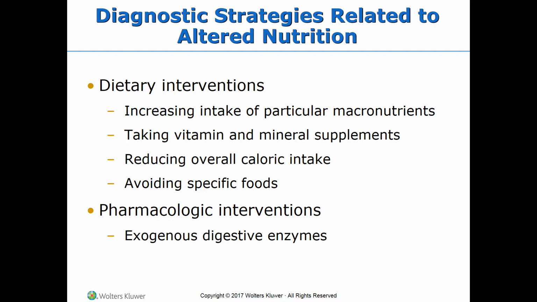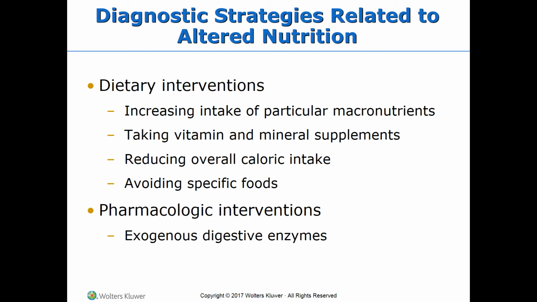So some of these dietary interventions will be specific to the problem that you are suspecting. If the person is lacking a particular macronutrient, you will ask the person to increase the intake of that macronutrient. If the person is lacking a certain vitamin or mineral, you will ask this person to take a supplement of them. If the person has overweight, you can reduce the overall intake of calories.